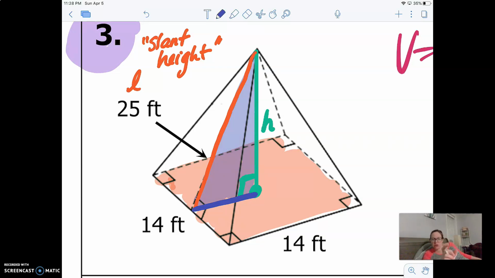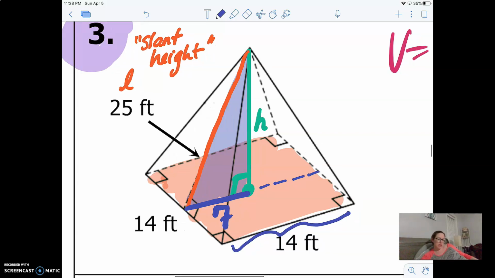Now, you see that little piece right here? What is that? That's right, it's 7. Why is that 7? Because it's half of the entire side length of the square. If I were to continue that, it would be 14. So I just want that 7.